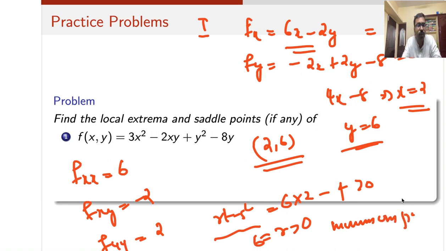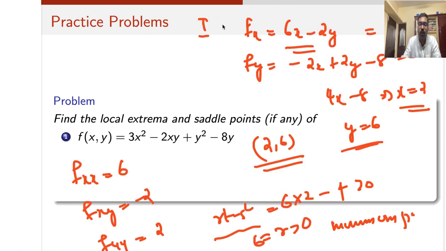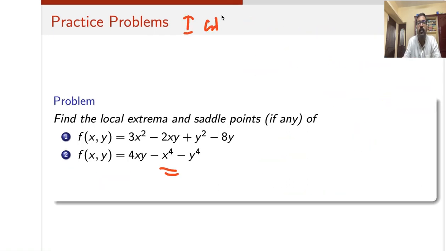It's a very simple thing, a straightforward calculation. One question on maximum and minimum will be there in the examination. Please try to do it yourself. We'll do one more question here. Consider this problem, please try to do it with me. f of xy is equal to 4xy minus x raised to 4 minus y raised to 4. First step, remember, find the critical points. What are the critical points here?